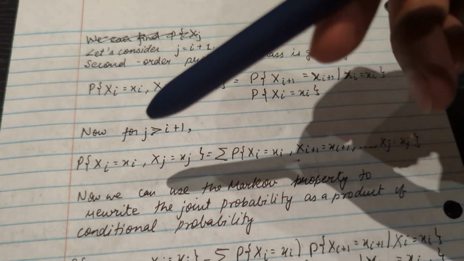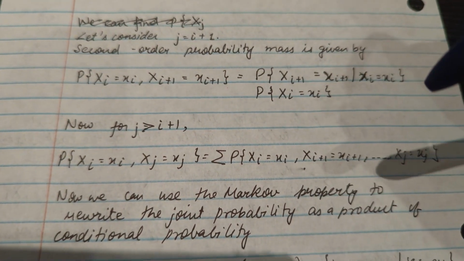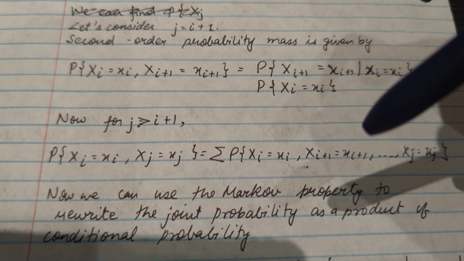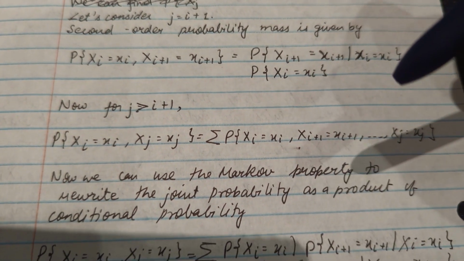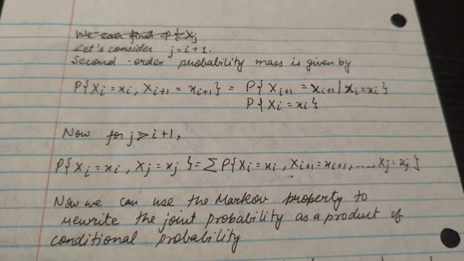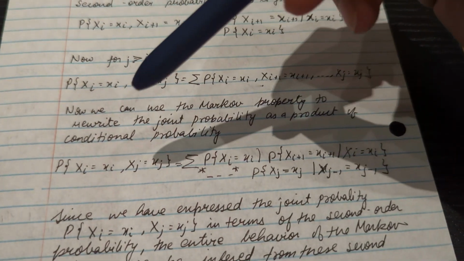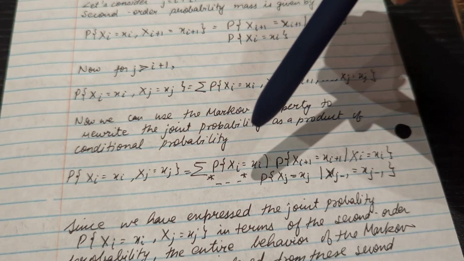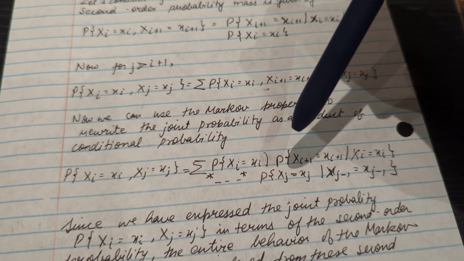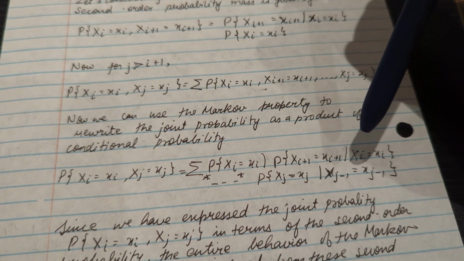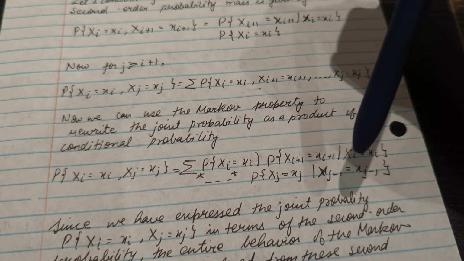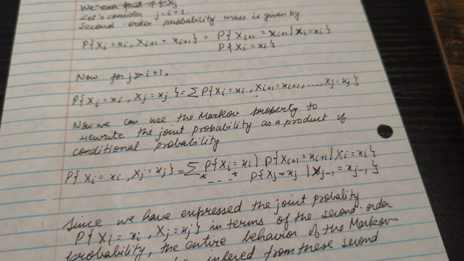Okay, so now we can use the Markov property to rewrite the joint probability as a product of conditional probabilities, can we not? So we can write the probability of Xi, Xj as a summation of the probability of Xi, times the probability of Xi plus 1 given Xi, up to the probability of Xj given Xj minus 1.